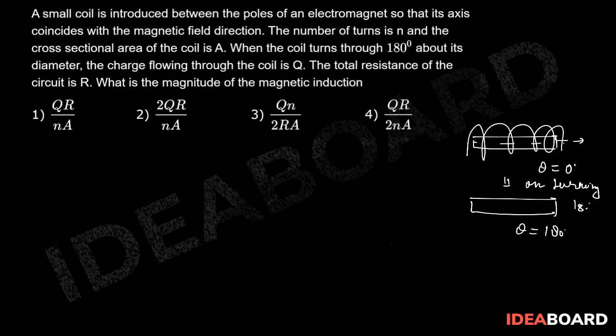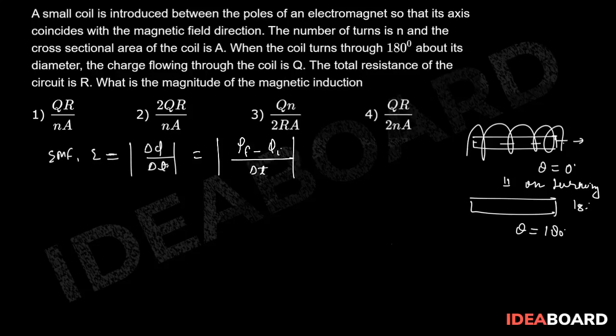So first of all we should know that the induced EMF, E, will be equal to the mod of delta phi upon delta T. So this is the magnitude, right? Now this can be written as phi final minus phi initial divided by delta T. And now, what is the value of phi initial? For this case, phi initial is B dot A, which gives BA cos 0, which is BA into 1, which is BA.